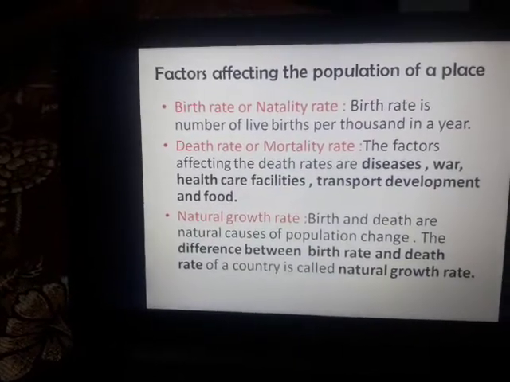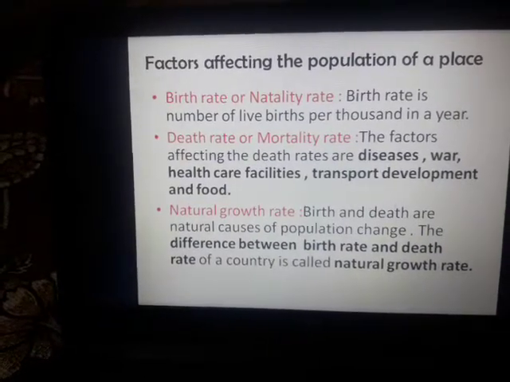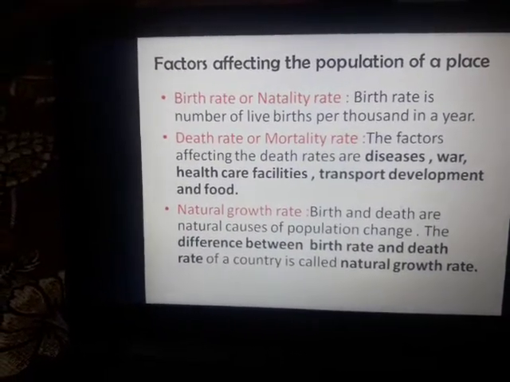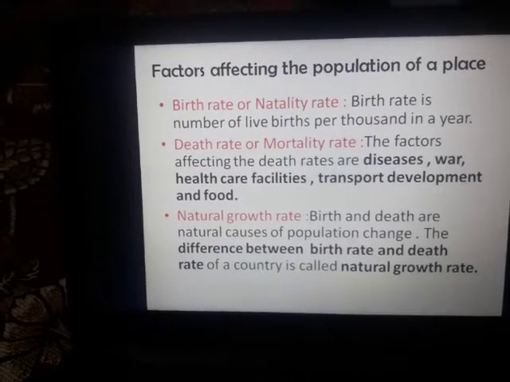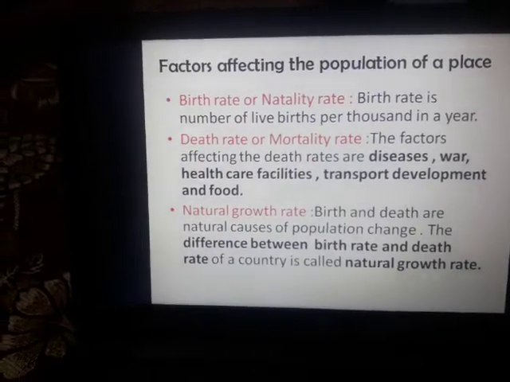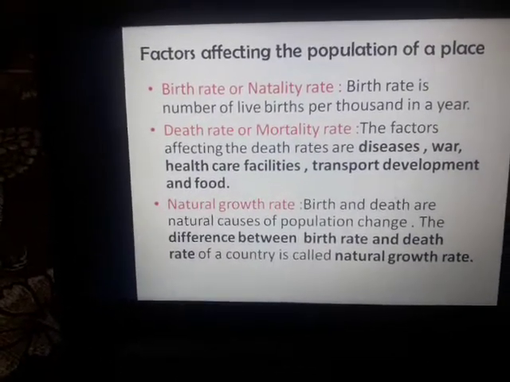Now, natural growth rate. See, as we know that birth and death are the natural causes of population change. So, the difference between the birth rate and the death rate of a country is called natural growth rate.